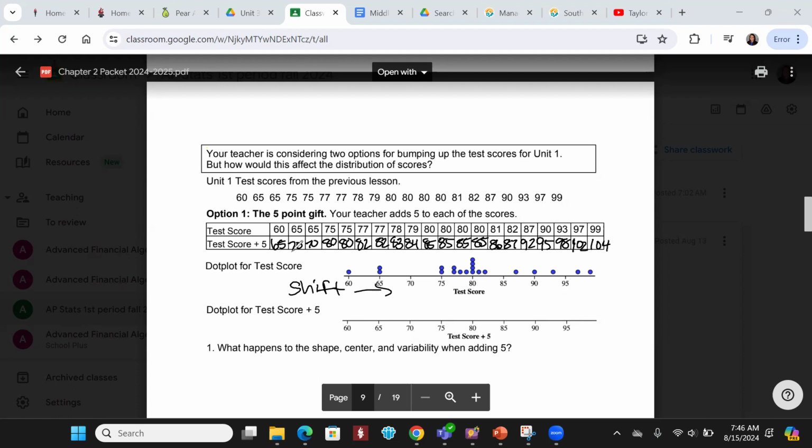So let's go ahead and plot all of these that we just filled in. So we're plotting all of those that we just filled in. So there's one at 65, two at 70, two at 80, 82. There's two.